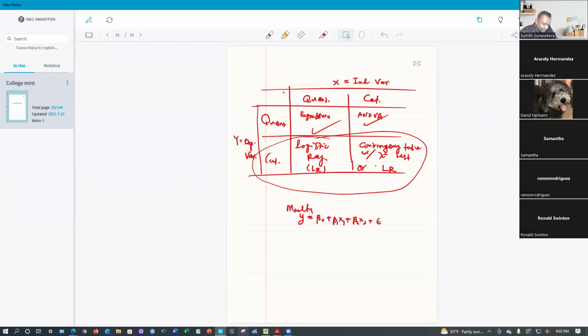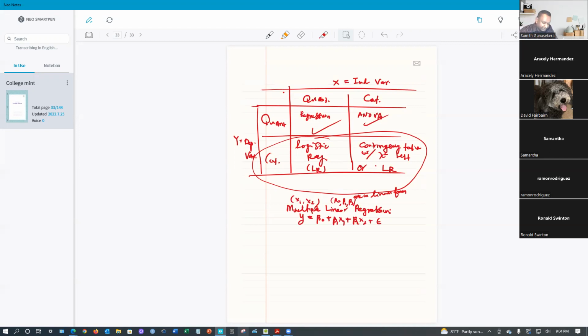This is multiple, but still linear regression. Why multiple? Because of the x1 and x2, there are many. If you want, you can add more. Why linear? Beta naught, beta 1 and beta 2 are in linear form. That's the reason we call it linear, not because of the x, but because of the betas.